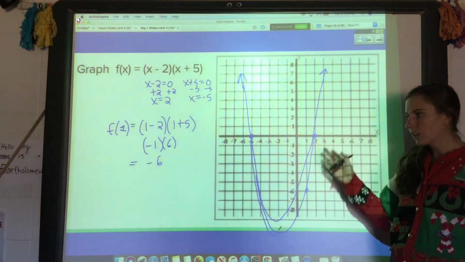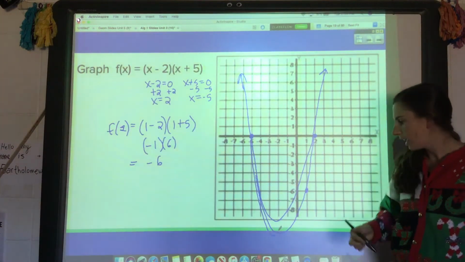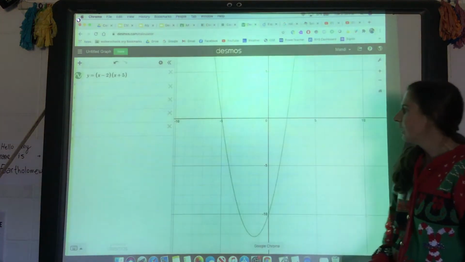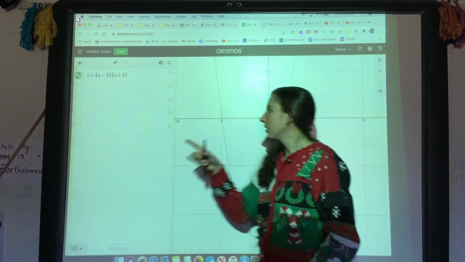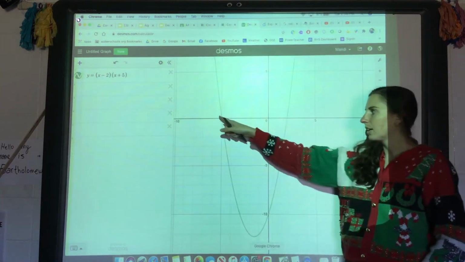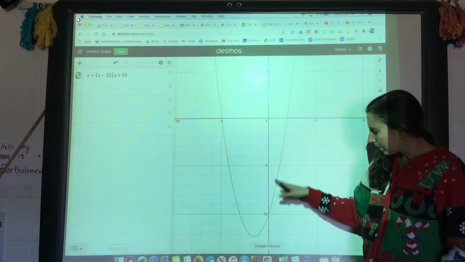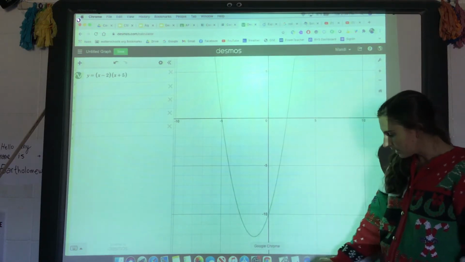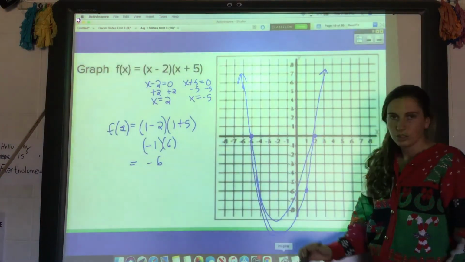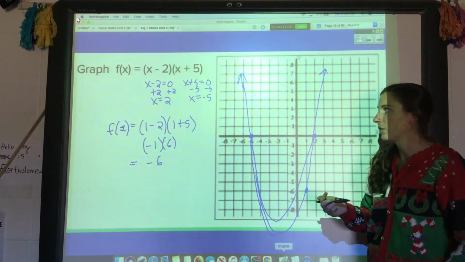Again, you can use a graphic tool to help you out, a calculator or even Desmos. Here it is on Desmos. You can see I just typed it in here, and here's my graph. It hits at 2 and -5, and it goes all the way down here. If you wanted to be a little more precise and find the vertex, you could. Just depends on how precise you need your graph to be.